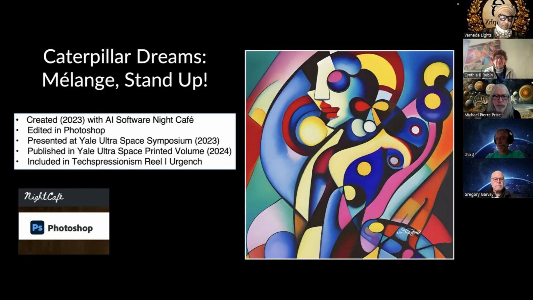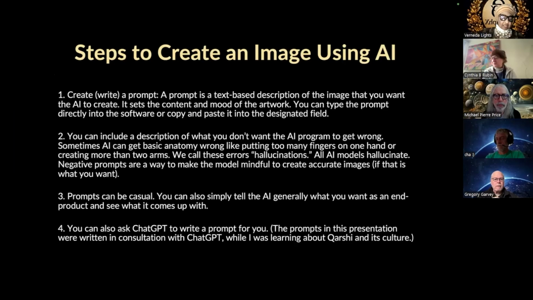Now, the first step in creating an image with AI is to write a prompt, a short description of what the picture should look and feel like. I also tell the AI what I don't want, like extra fingers or arms. These mistakes are called hallucinations. For this presentation, I collaborated with ChatGPT to write the prompts.